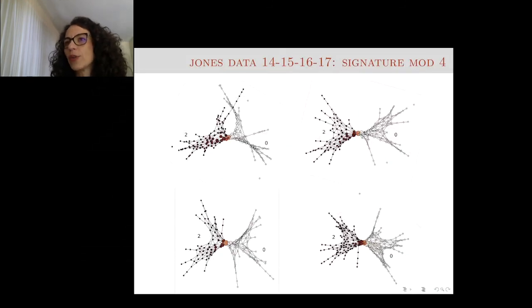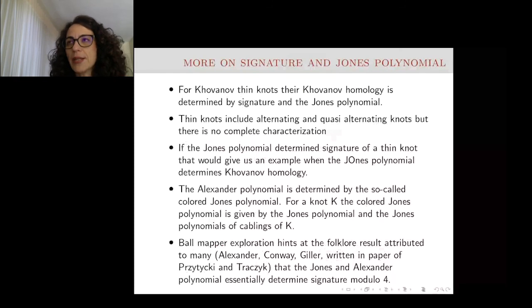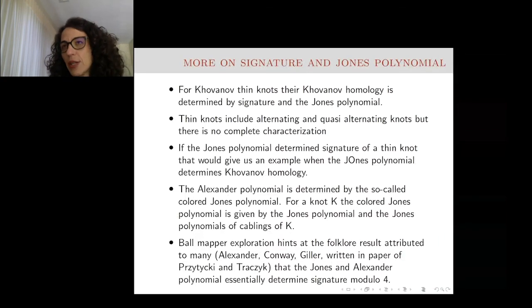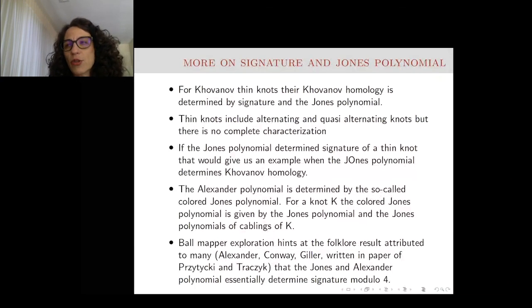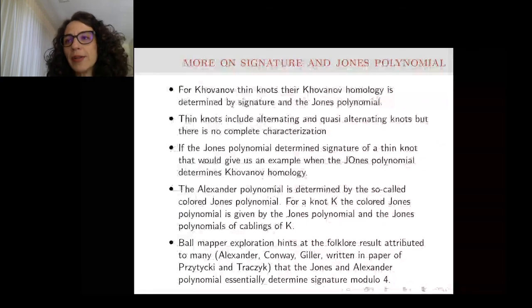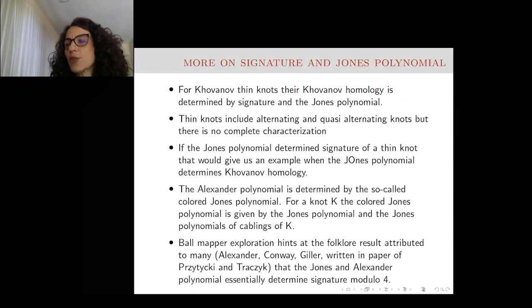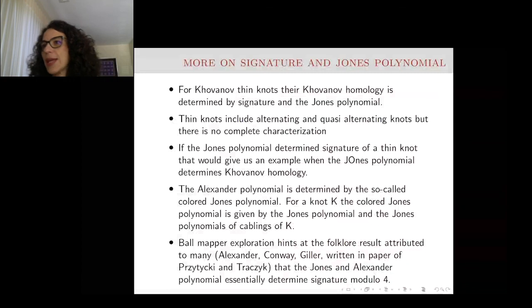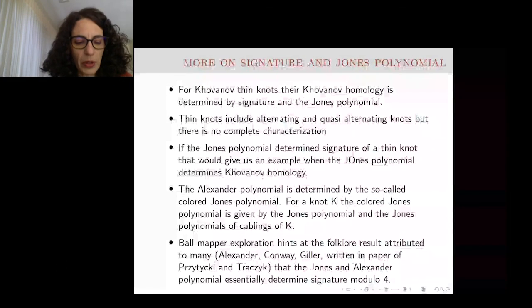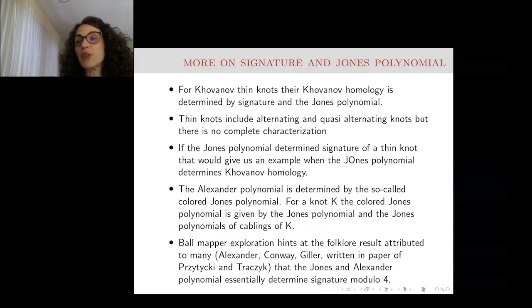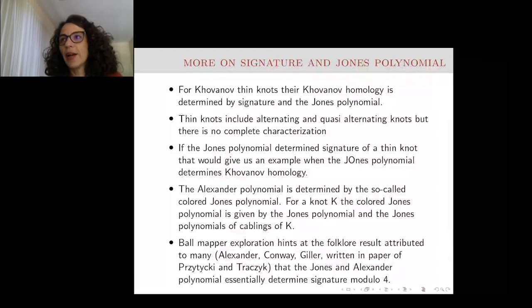So why would we want to do that? Why would this be interesting, for example, for me as someone who specializes in Khovanov homology? It is because there is a big class of knots that doesn't have a complete characterization. Those are the so-called Khovanov thin knots, knots whose Khovanov homology is supported on two diagonals. All of the homology entries are determined by the Jones polynomial, and the signature tells you where these two diagonals lie in the two-dimensional space of Khovanov homology. We know that these knots include the alternating and quasi-alternating knots. So if we could determine for which knots the Jones polynomial determines or knows about signature, that will give us examples of when the Jones polynomial actually determines Khovanov homology, and it will be interesting to know whether those have to be thin or not.